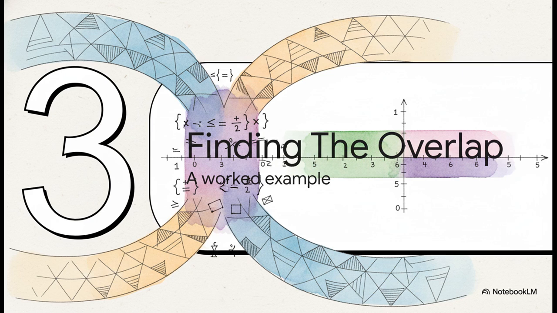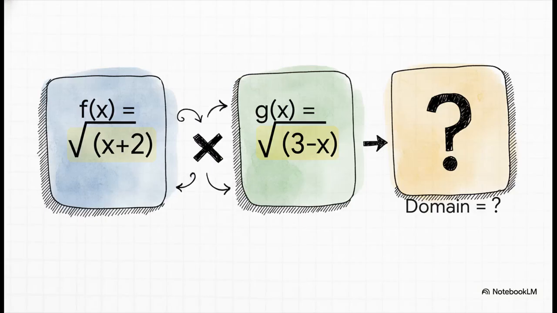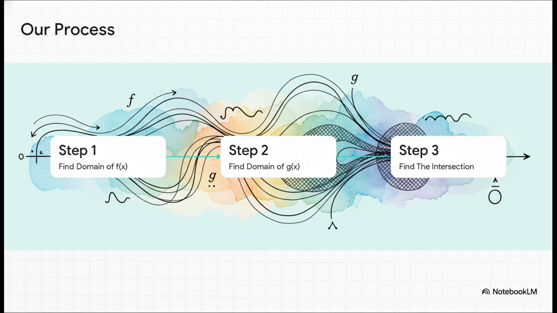All right, theory is great and all, but let's see how this actually works. We're going to walk through a real example to see exactly how to find this overlap. So let's take these two functions. f of x is the square root of x plus 2, and g of x is the square root of 3 minus x. We're going to multiply them together, but more importantly, we're going to find the domain of the result. It's a pretty simple three-step process. First, find the domain of f. Second, find the domain of g. And the final, most important step, find where those two domains overlap.